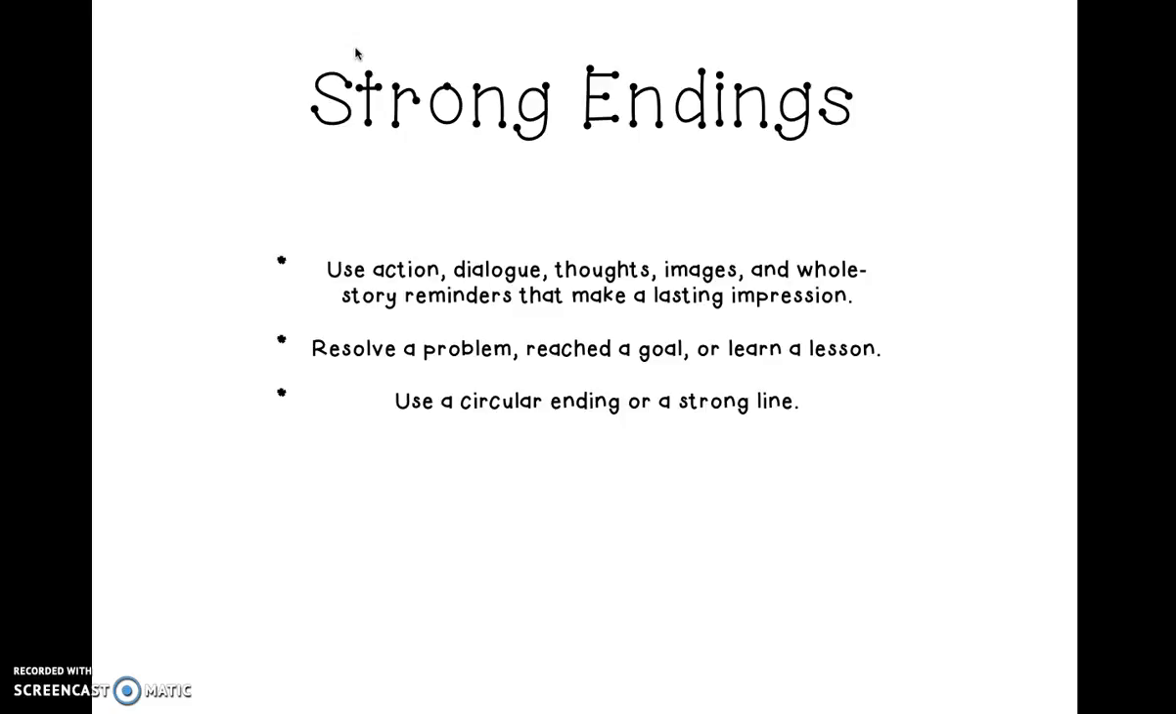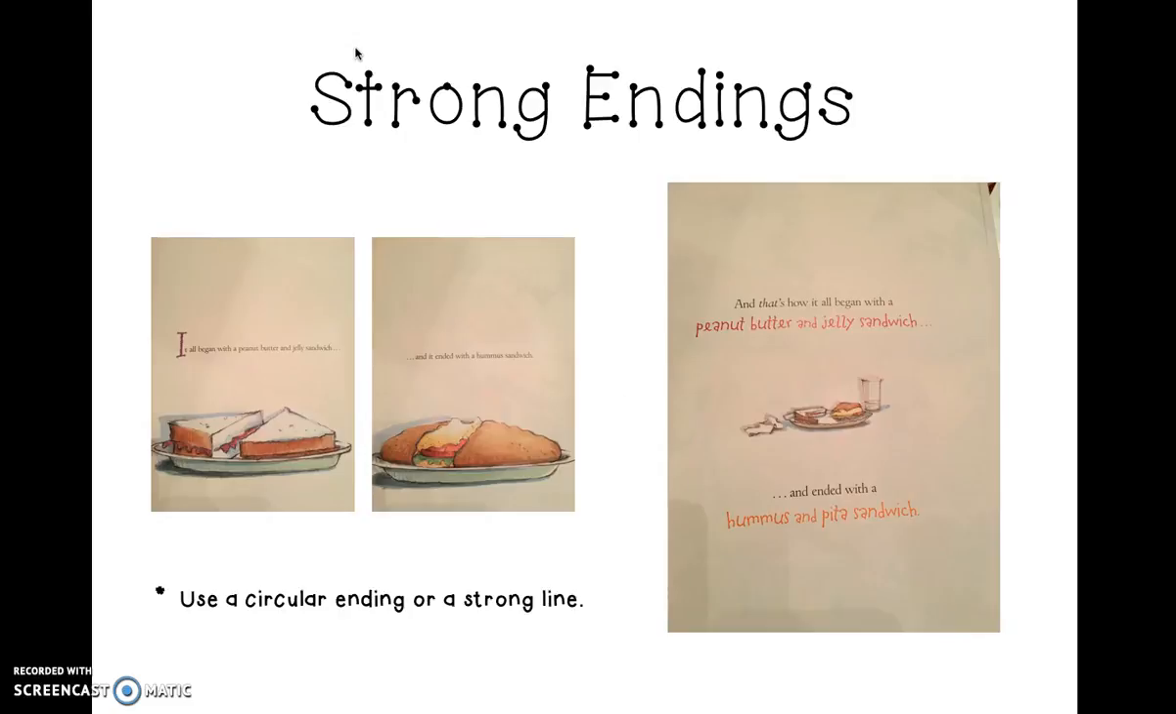So now we are going to look at our mentor text to determine what types of endings we are seeing in our books. So in the first example, I'm using the story The Sandwich Swap. The first two pages in the story sound like this.